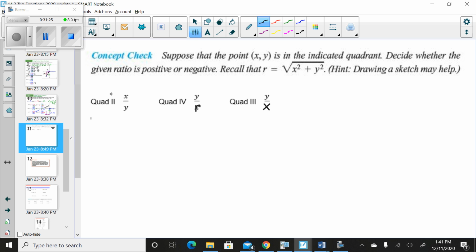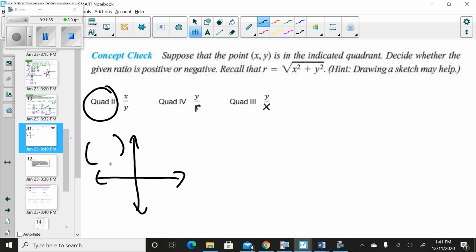So if you're in quadrant 2, I want you to think about what sign your answer should be if you're doing x over y. So going back to what we talked about on that very first slide, when you're in quadrant 2, you go left and up. So it's negative and then positive. That means the x value is negative and the y value is positive. So what would be the sign of your final answer? A negative divided by a positive would be a negative answer. So my answer would be negative if I'm in quadrant 2 for that ratio, which would be a cotangent, by the way.